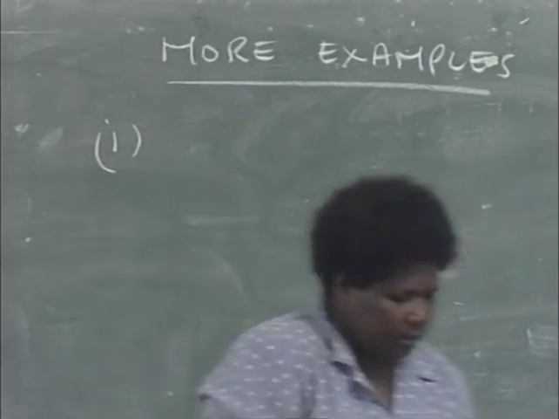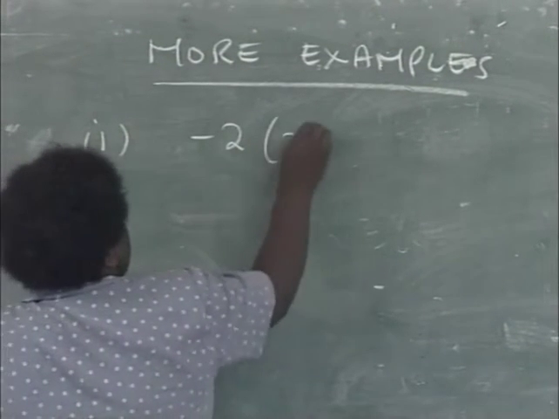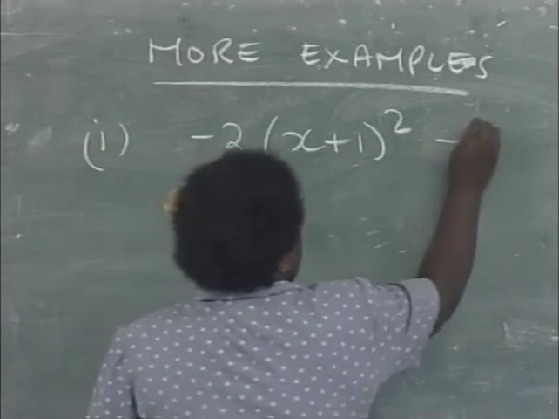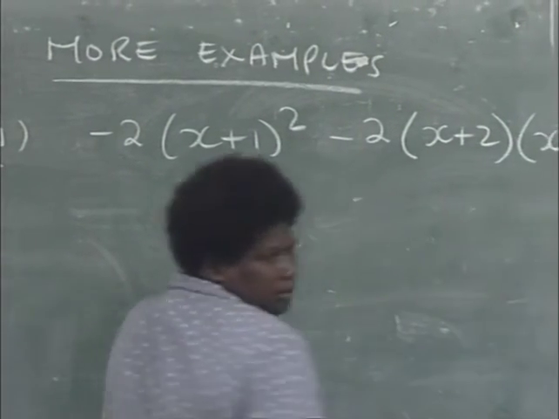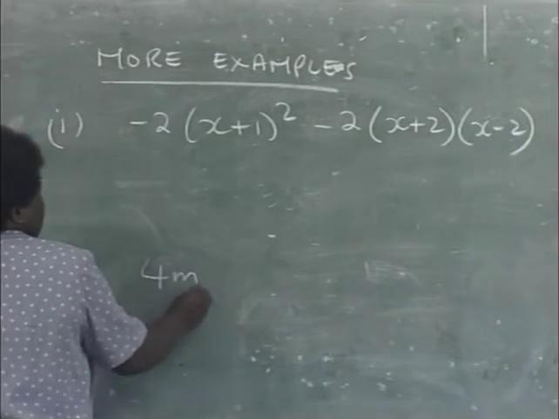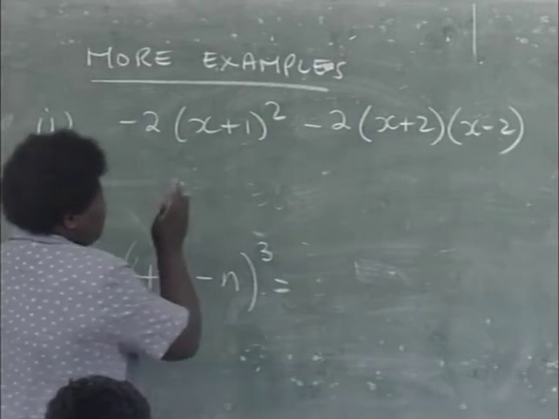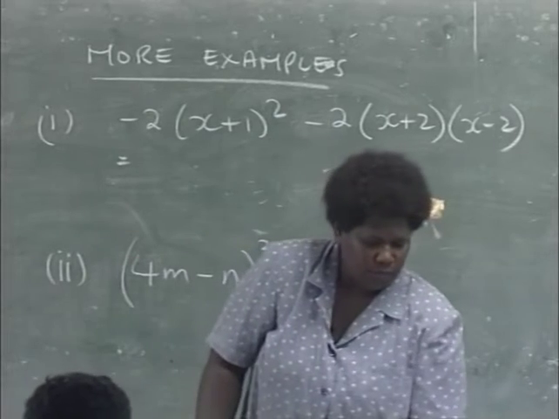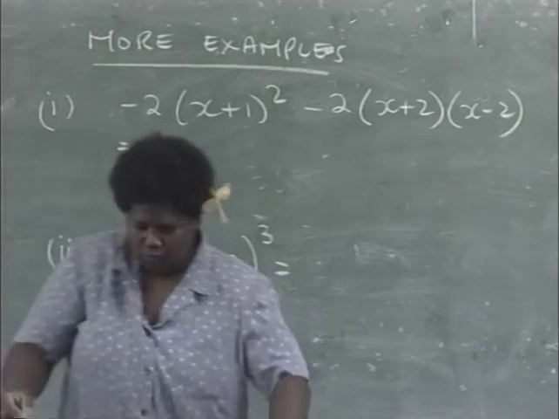Okay, just 2 more examples. If you were given minus 2 times x plus 1 squared, and then minus 2 times x plus 2 times x minus 2, and then let's say 4m minus n cubed. Okay, I want you to try these 2 examples. I give you 5 minutes, and then we'll look at the 2 answers. Then I'll give you some questions to do from the exercise.